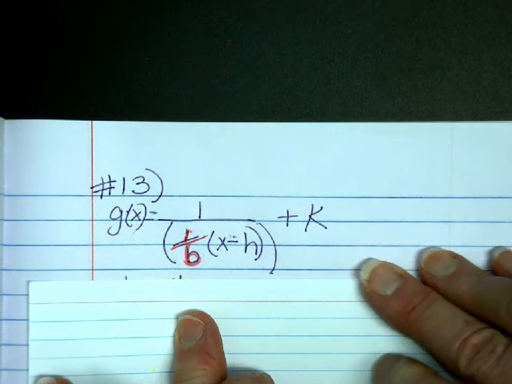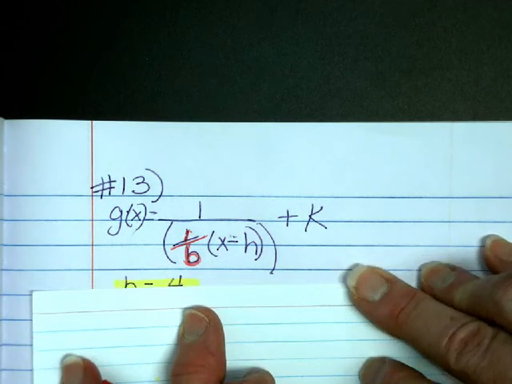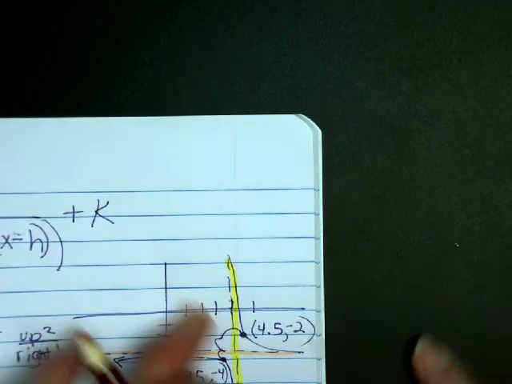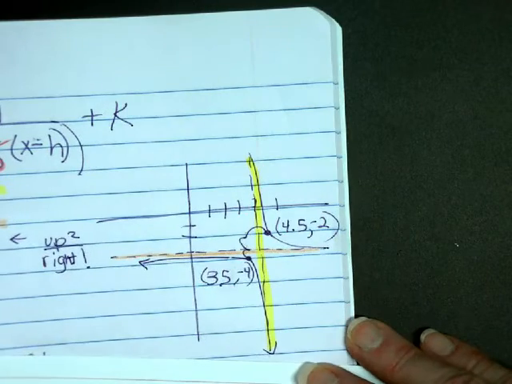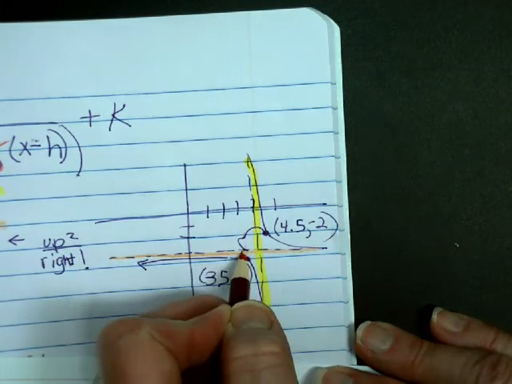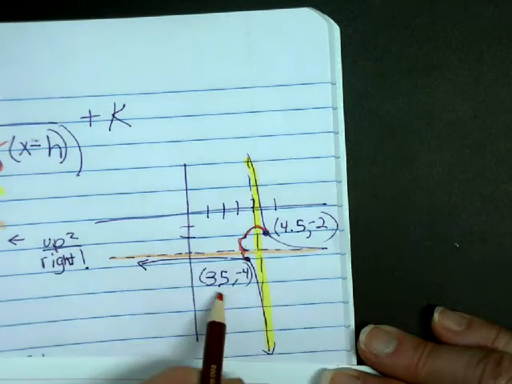So this is 1 over b. This will be red. How do I know that's what it is from the graph? I'll show you. Okay, what they did was they gave you the graph. They give you this picture here.